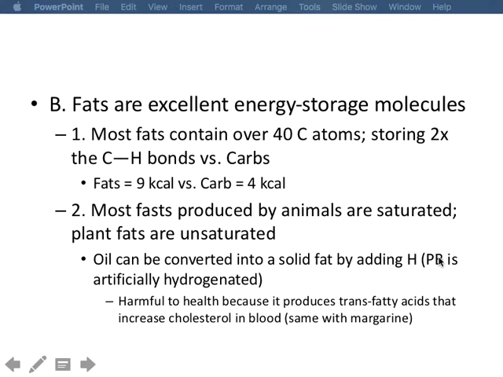Peanut butter, peanuts, that's a plant. They are artificially hydrogenated to form peanut butter. So they add the hydrogen to it, so peanut butter exists in a solid form. Now, if you buy organic peanut butter, a lot of times when you open up the lid, you'll see a thin layer of peanut oil at the top, and you just stir that up. Well, that's because peanut butter is very oily. It's a plant.